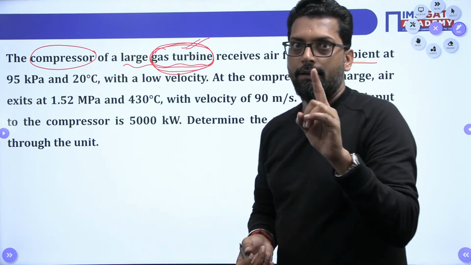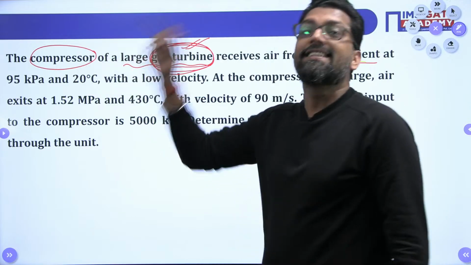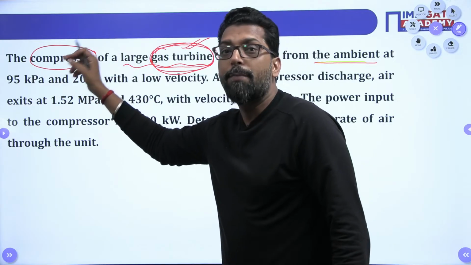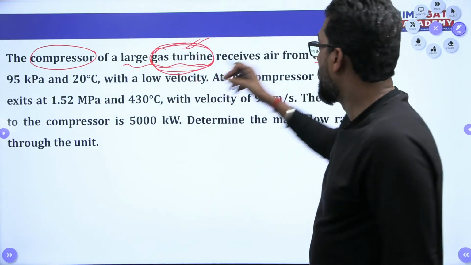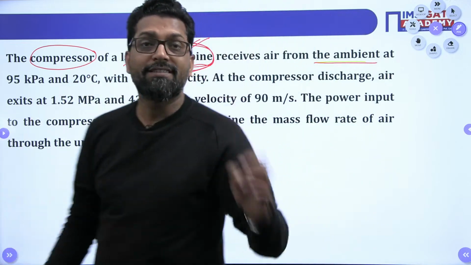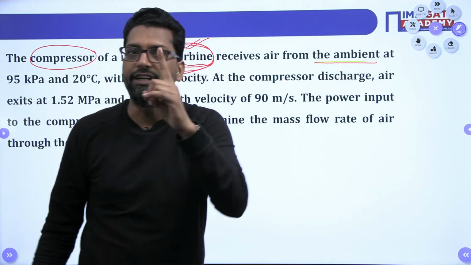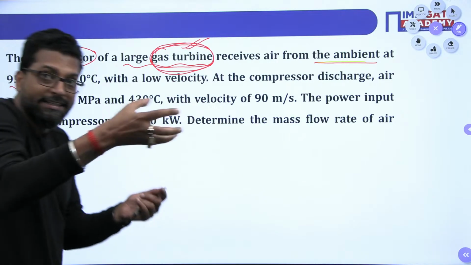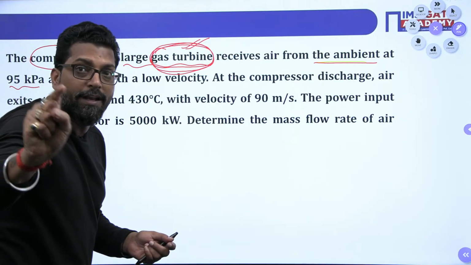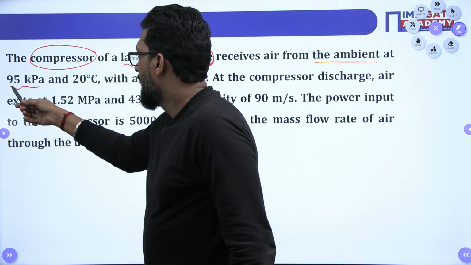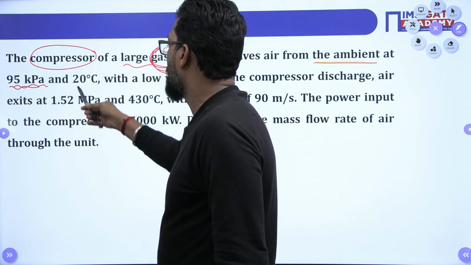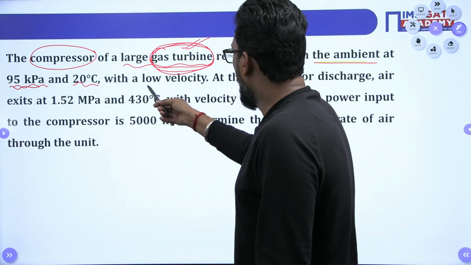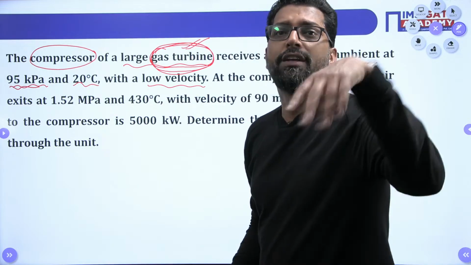But the pump inlet is the exit of the condenser. If there is a Rankine cycle, there is a pump, and pump inlet is the exit from the condenser. But in general, in the gas turbine, the compressor inlet is at the atmospheric condition. This is very important. It will take the fluid at atmospheric pressure. And what is the atmospheric condition? 95 kilopascal and 20 degrees centigrade in general, with a low velocity, so inlet velocity we can neglect.